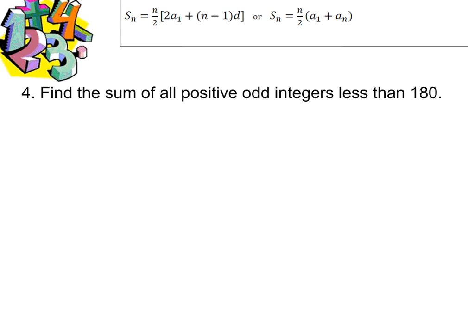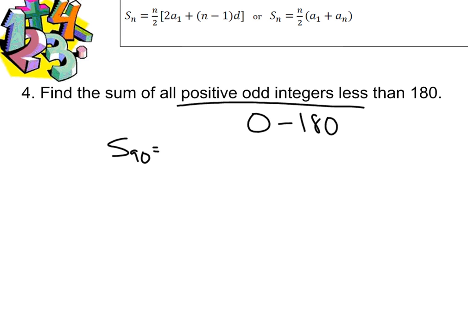So find the sum of all positive odd integers less than 180. So if we're looking at this, all positive odd integers less than 180. So you're looking at every positive integer from 0 to 180. All right, so how many odd integers are there between 0 and 180? Well, if you just divide it by 2, there's 90 of them. So this is going to be 90 divided by 2.